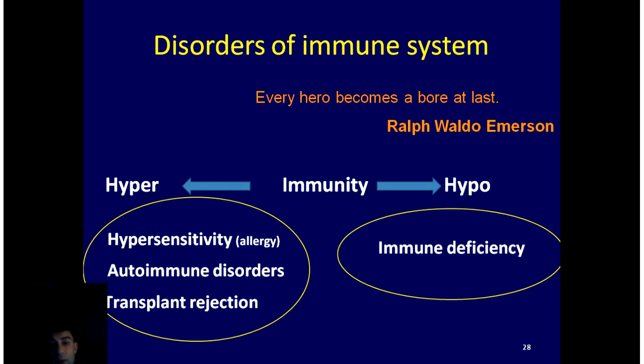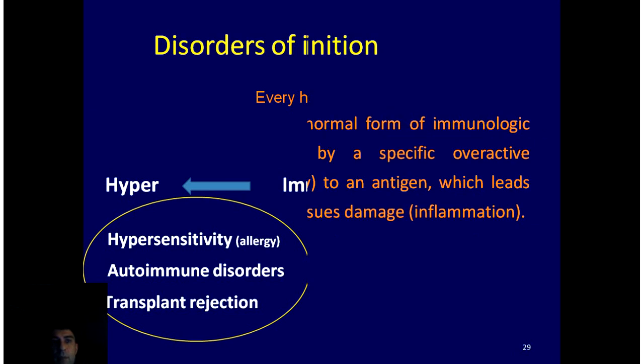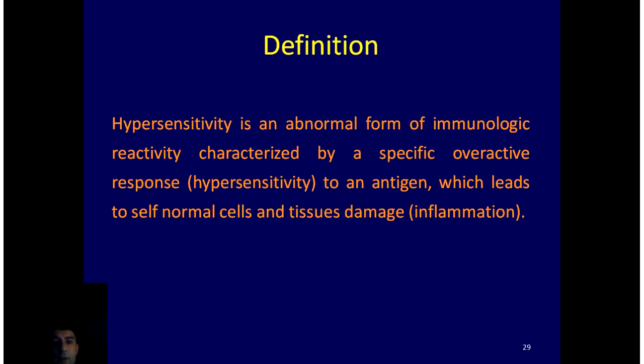From the opposite side, insufficient immune response may result in immune deficiency syndrome, which could later be classified into impairments in adaptive and innate immune response. We start with hypersensitivity reactions, defined as an abnormal form of immunological reactivity, characterized by a specific overactive response to an antigen, which leads to damage of self-normal cells and tissue.